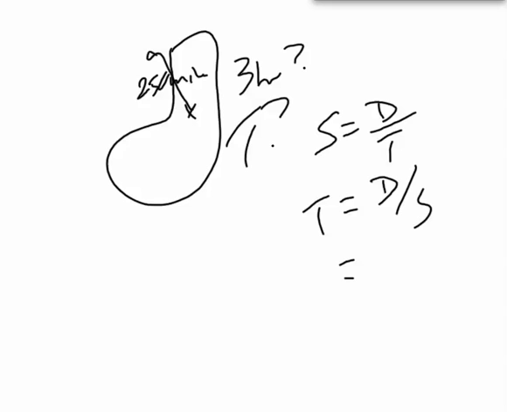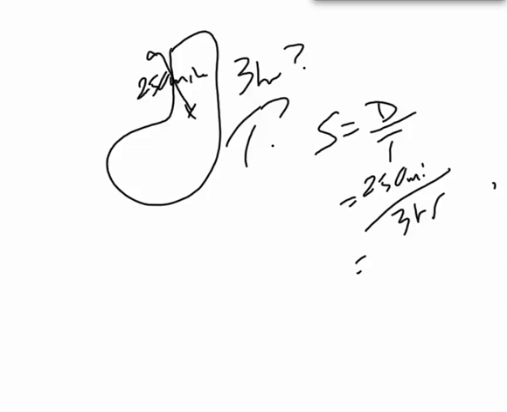So tell me, how much time will it take to get to Chicago? Well, it would be 250 miles over... Oh wait, we're not solving for time, are we? I just gave you time. What are we solving for? Speed. 250 over 3. 83.33333. So that's 250 miles over 3 hours, 83 miles per hour. We didn't have to convert anything, did we? Very good.